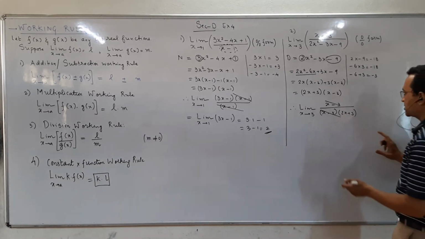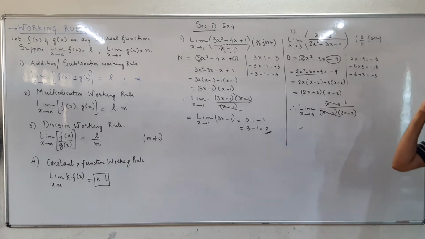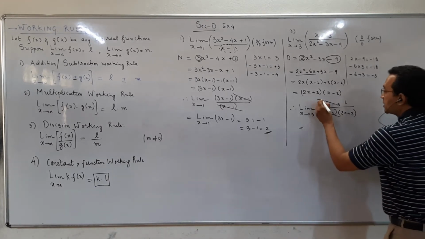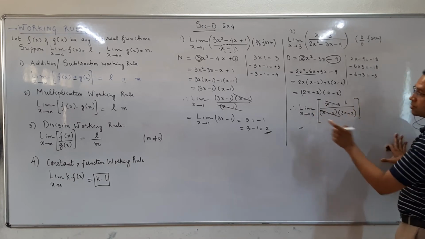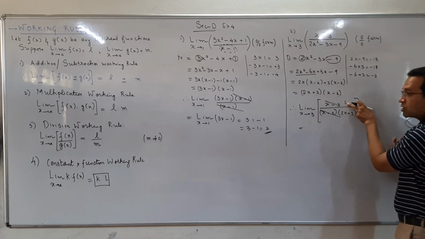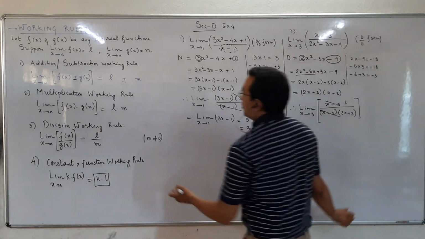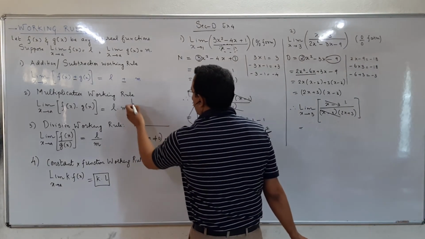3 into 2 is 6, plus 3, 9. Mind you, the numerator is 1. Pay attention. So here, the division working rule comes into play. Limit of f by g is limit of f, which is l, upon m. So limit of a constant is always constant, students. Mark this as an important formula. You write it afterwards.